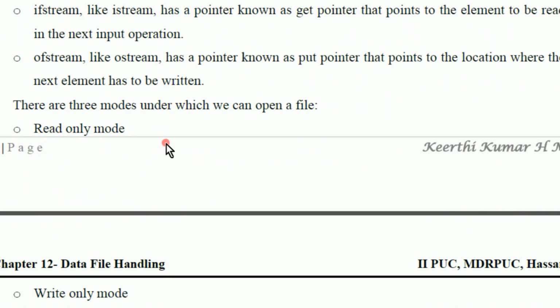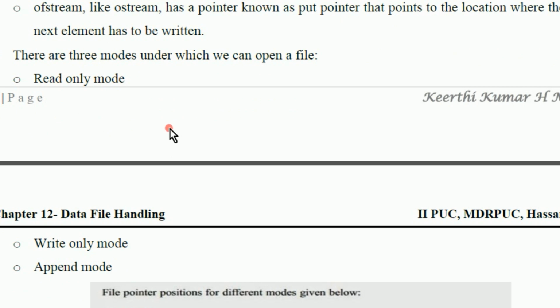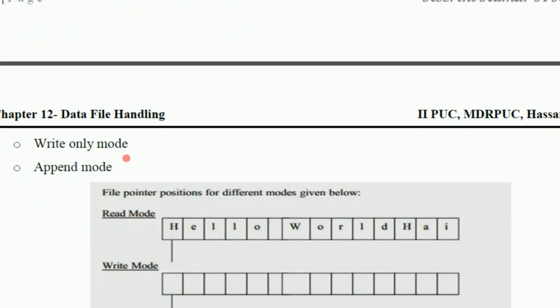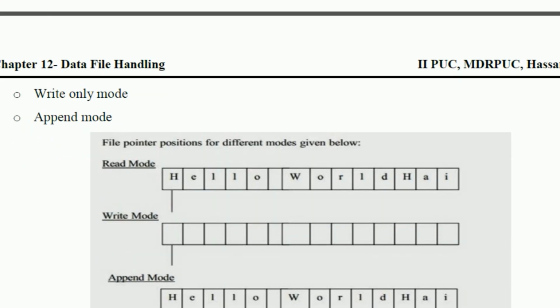There are three modes while opening a file. We can read, we can write, and we can append. That means we can open the file for reading purpose, we can open the file for writing purpose, and we can open an existing file and write at the end.